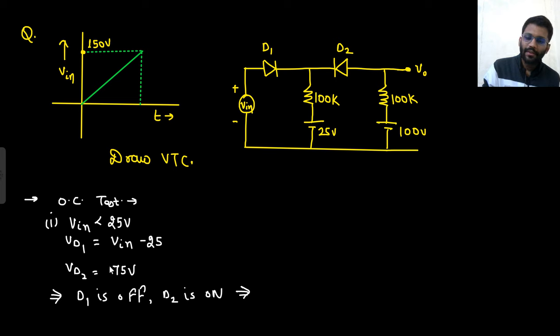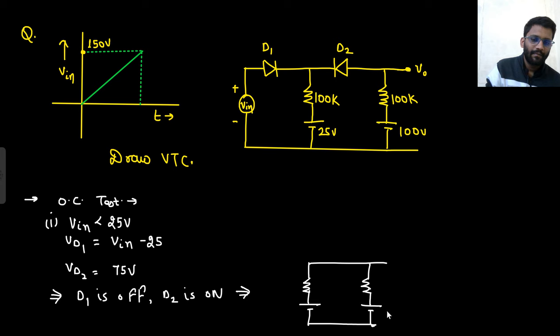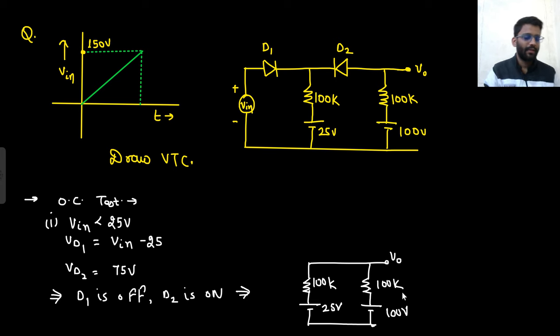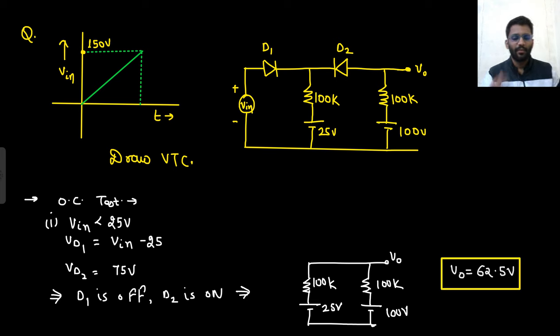So from here, what do you understand? D1 is off and D2 is on. So if D2 is on, then how will the circuit look like? This is how the circuit will look like: 100 volt, 100 k, 100 k, 25 volt, and this will be your V naught, right? So you can find the value of V naught. V naught will be 62.5 volt. You can apply KCL and you can get to know the value of V naught. That will be 62.5.